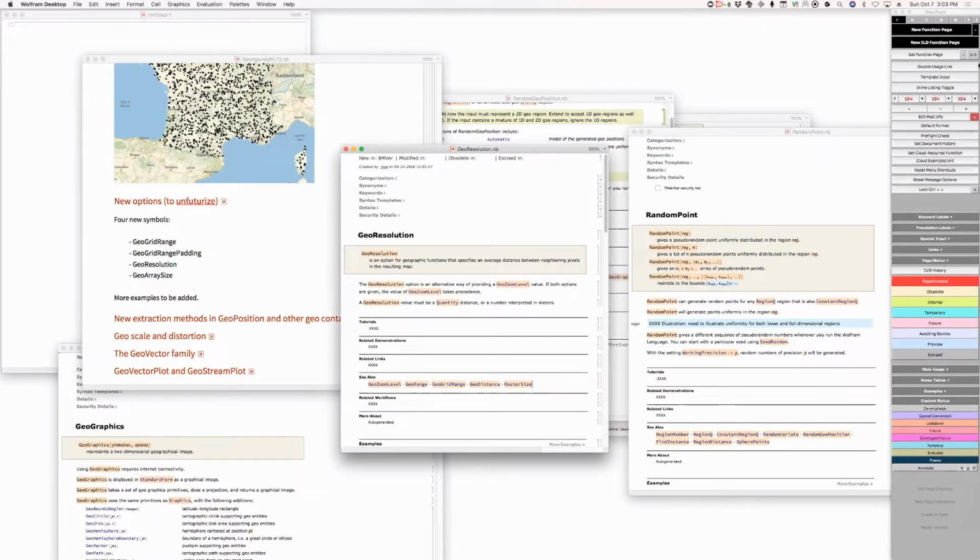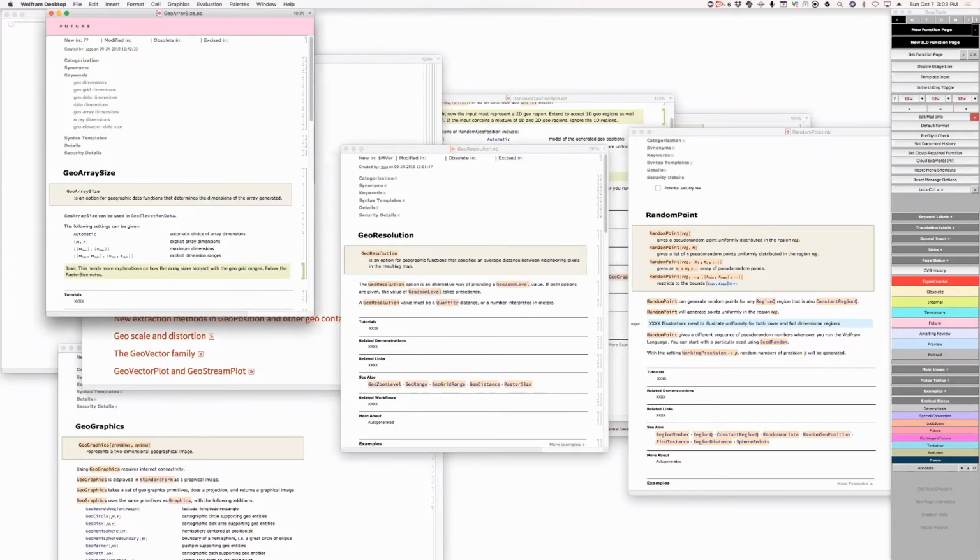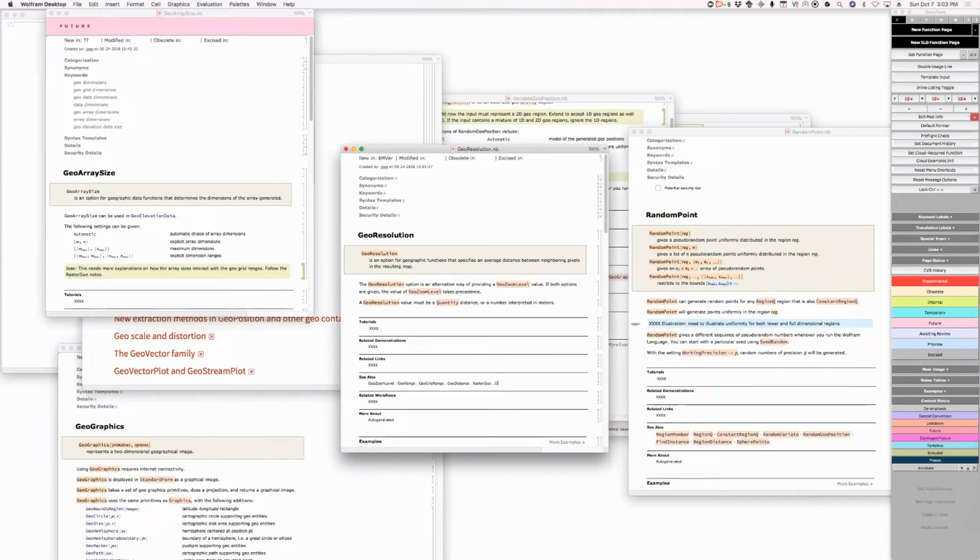Now, what about geoarray size? What's that? That's yet another version of this. The geoarray size is the alternative to raster size for those cases in which the output is an array and not an image. Should we not mention geoarray size here? Okay. Yes. I think I forgot this one. Okay.